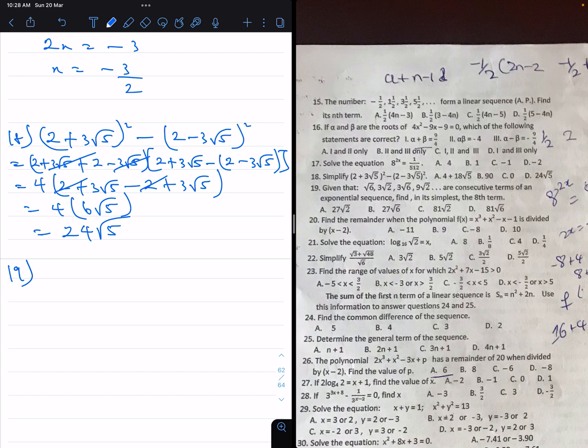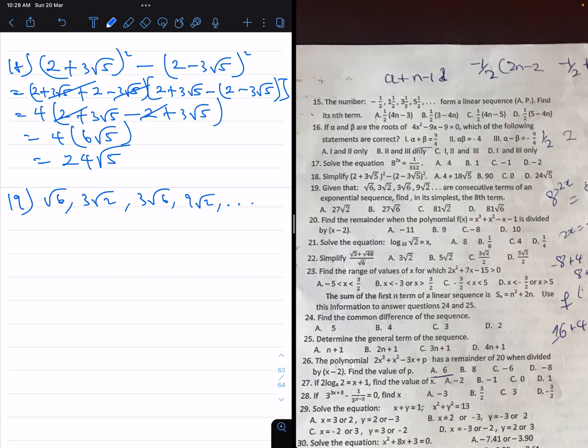Given that root 6, 3 root 2, 3 root 6, and 9 root 2, and so on, are consecutive terms of an exponential sequence. Find in its simplest term the 8th term. Consecutive terms means they follow themselves exactly sequentially. So let's call these T1, T2, T3, T4. Find the 8th term of an exponential sequence.